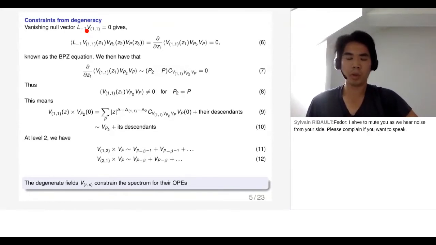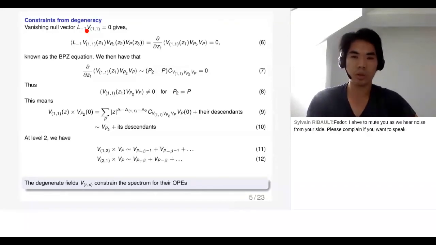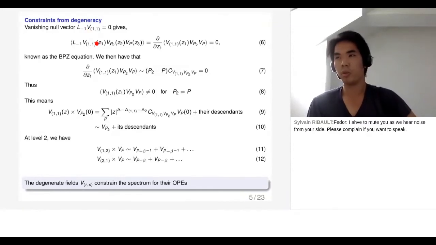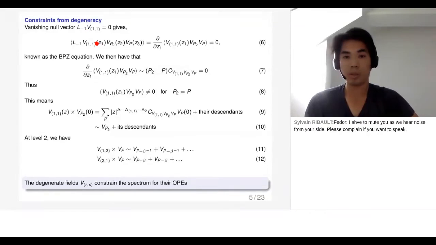Yes. Let me first put it this way. In this talk, there are two kinds of null fields: the ones that make this correlation function vanish, and the ones that do not. And the ones that make this correlation function vanish come from the degenerate Verma modules.